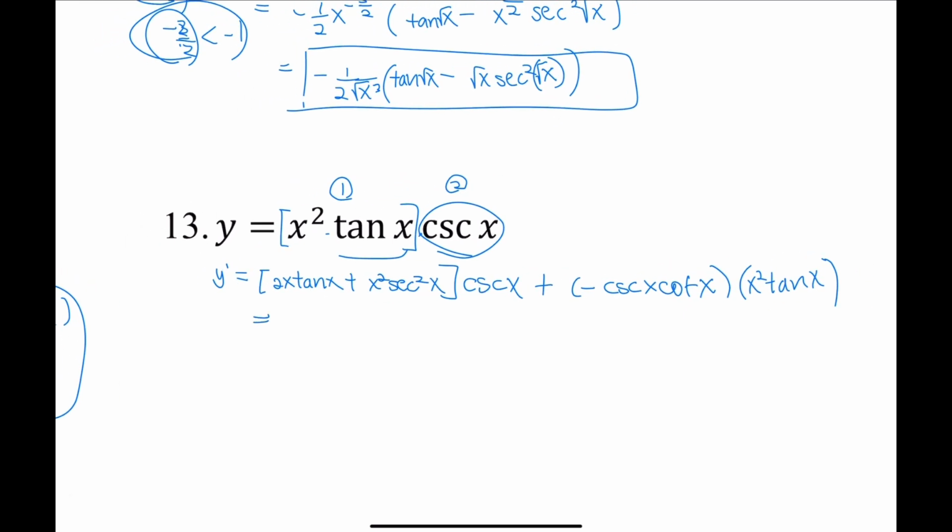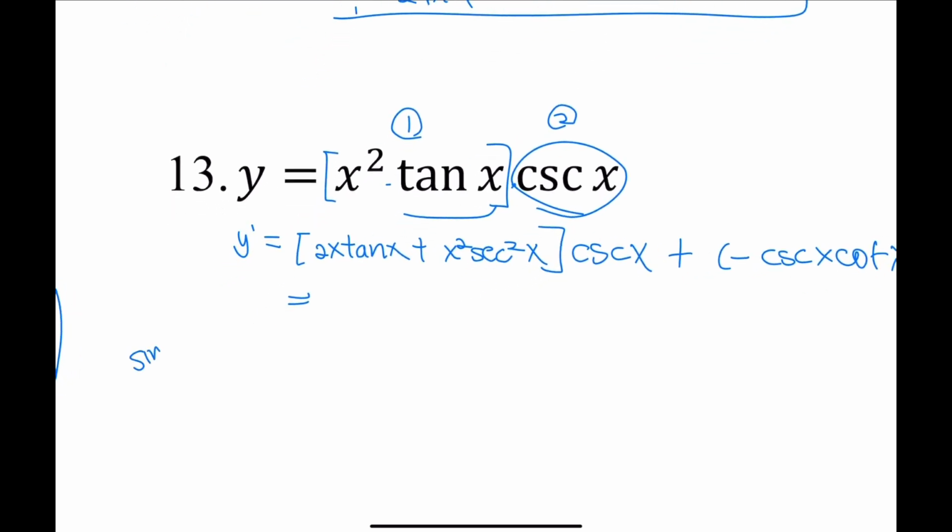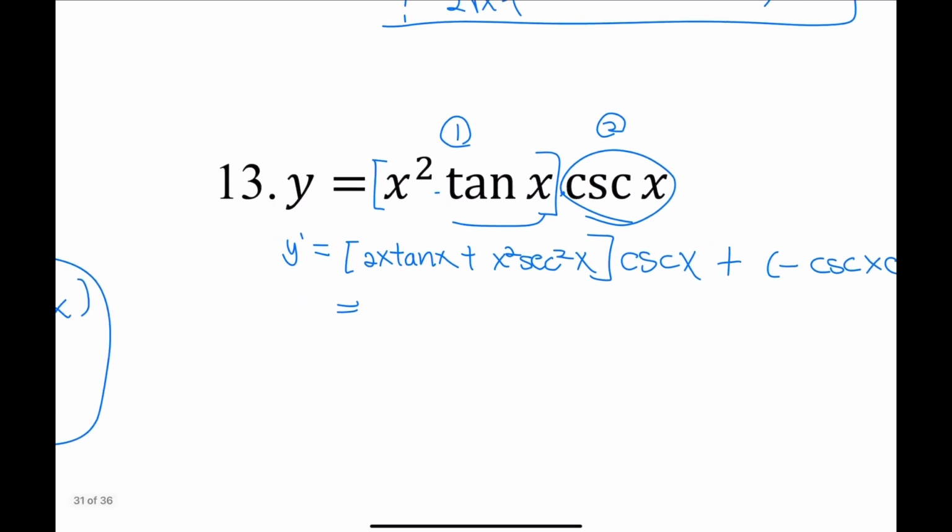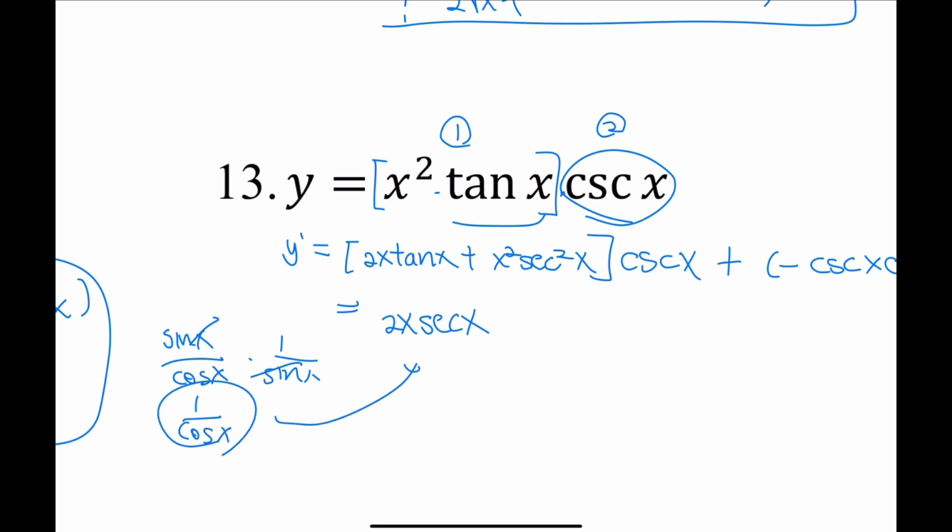So we have that. I'm trying to see if we can simplify anything from here. So sine x over cosine x, and then sine x over 1. So this one definitely works. Okay, so 2x over 2x secant x, I think, right? Because sine x over cosine x times sine x over 1 is just 1 over cosine x. So that becomes secant x, right?